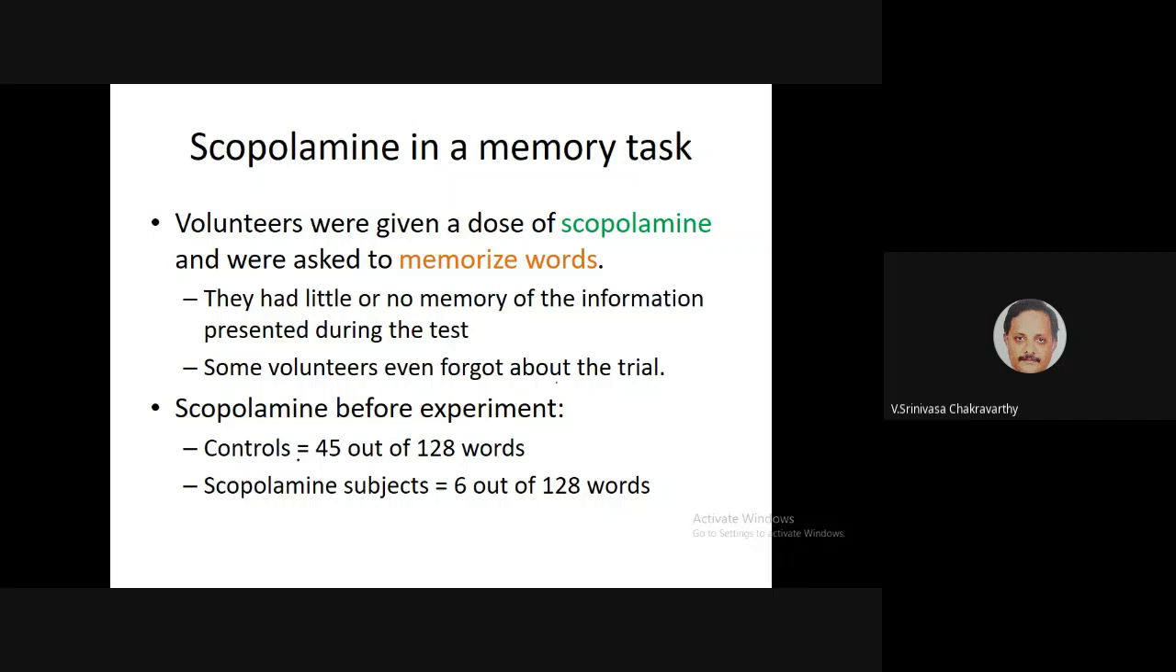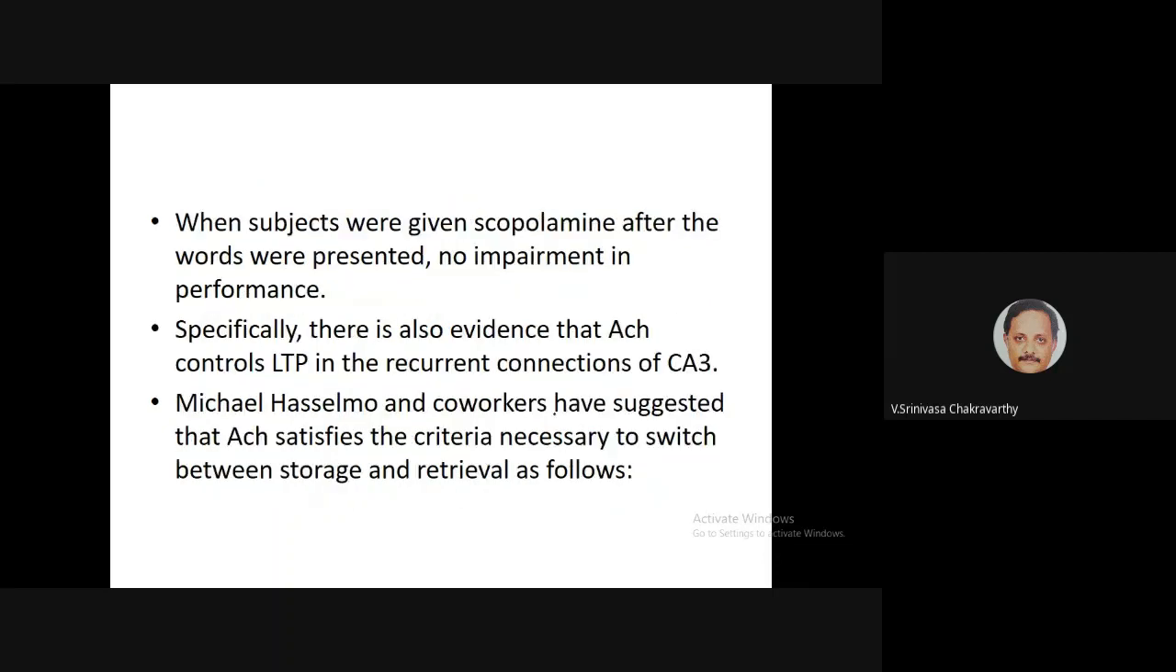So scopolamine before the experiment, in this case. The control subjects who did not take scopolamine were able to recall 45 words out of 128 total words. The scopolamine group could only recall 6 out of 120. So the memory is seriously affected by scopolamine. But when the subjects were given scopolamine after the words were presented, meaning they were already stored, there was no problem. They were able to recall properly.